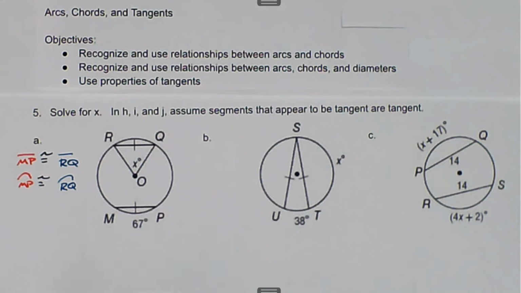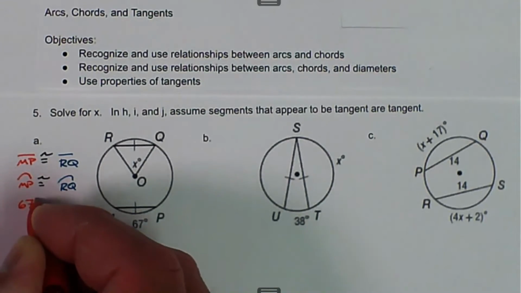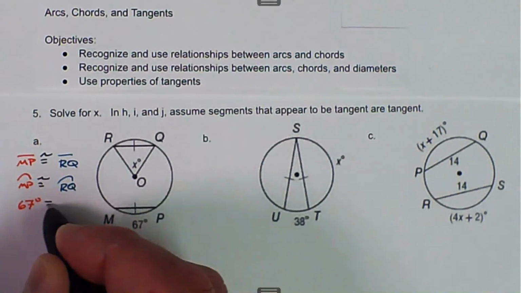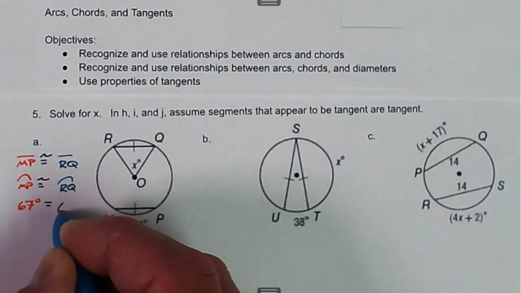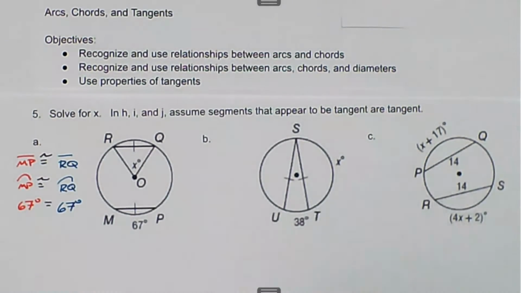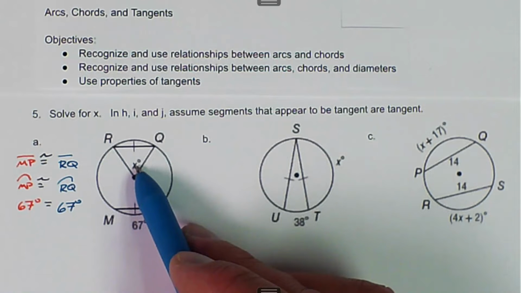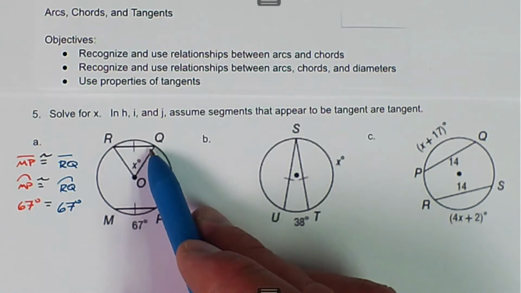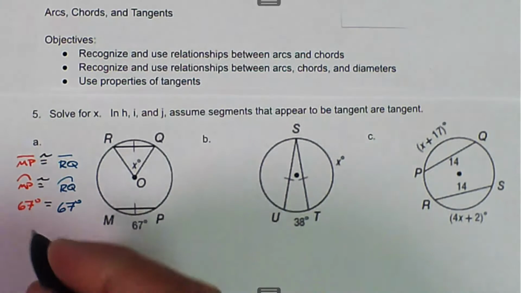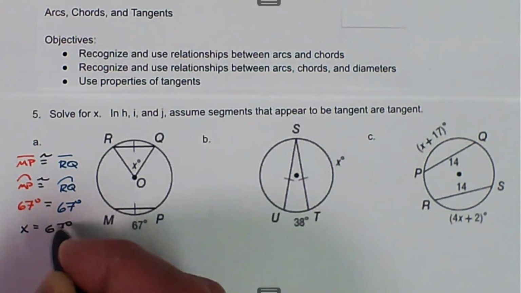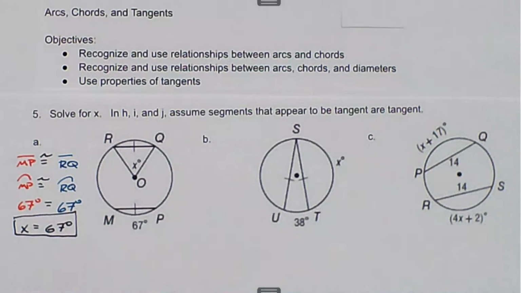So in that case, we can say that both the arcs are 67 because the arcs are congruent. So this has to be 67 degrees, and this also has to be 67 degrees. And then we know that the central angle right here, the central angle ROQ, that's the value of x. The central angle is always the same as the arc. So in this case, we know that x is equal to 67 degrees, because the arc and the central angle that make the arc always have the same measurement.